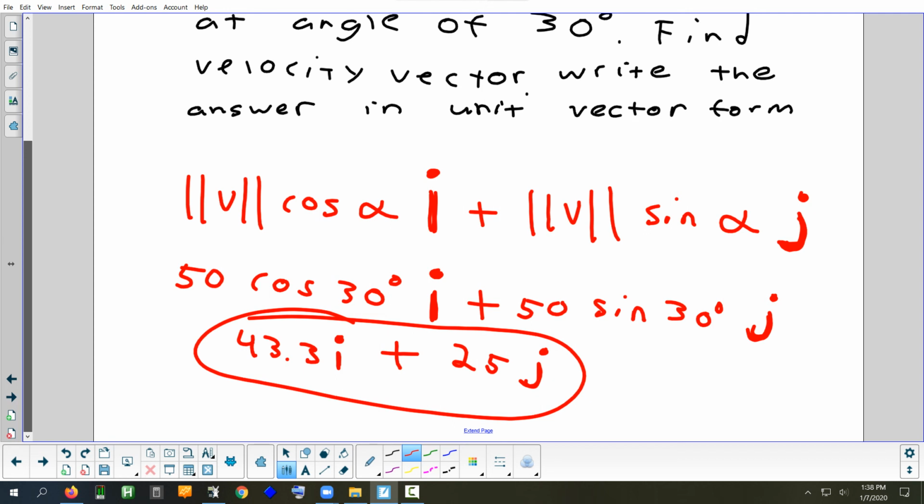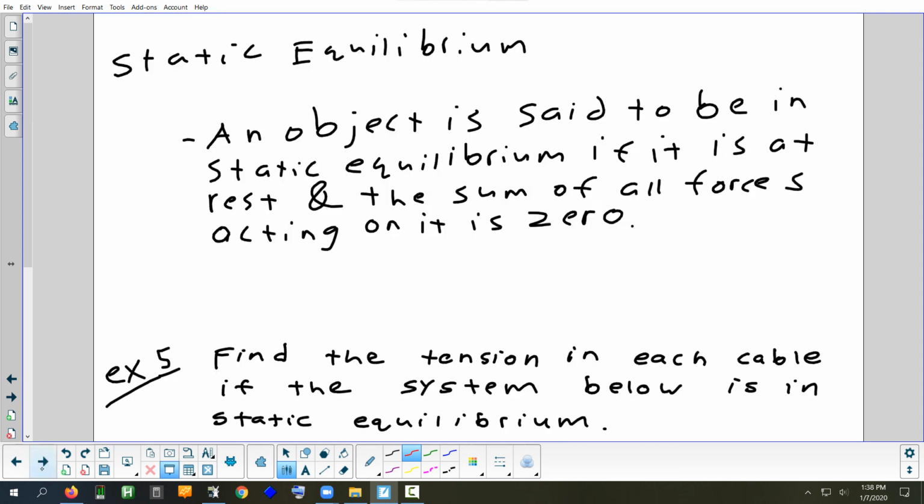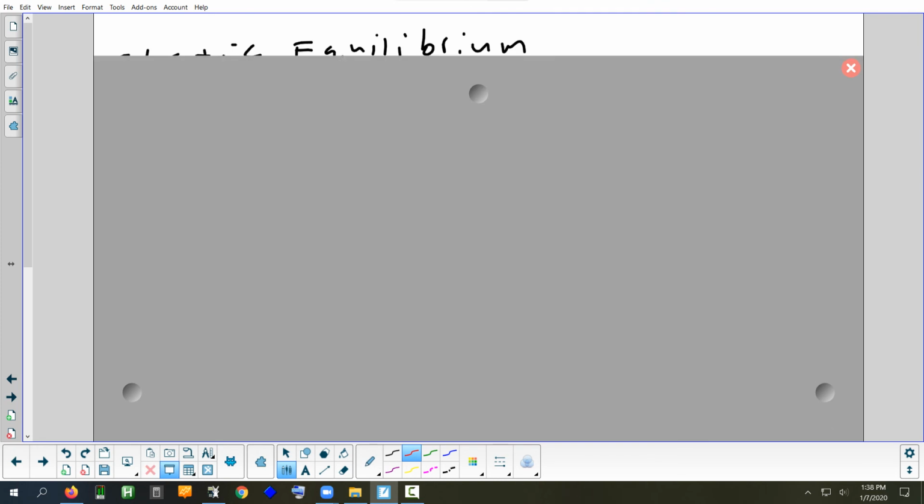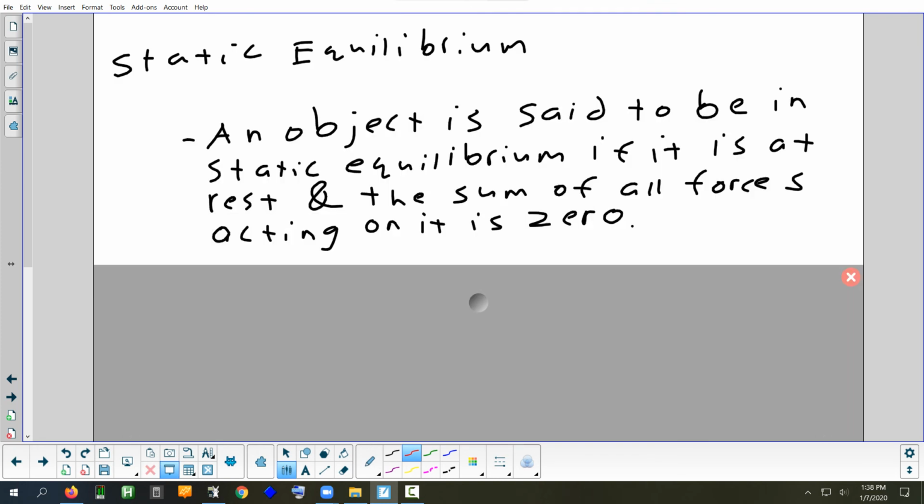All right. So the last example we're going to look at has to do with an object being in what's called static equilibrium. Static means that it's not moving, versus dynamic. Dynamic means motion. So static, not moving. Equilibrium means balanced.